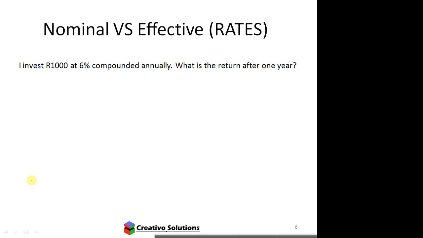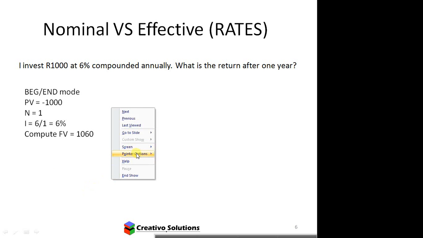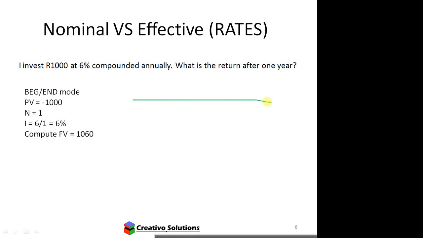Let's have a look at some simple examples. I invest 1,000 at 6% compounded annually. What is the return after 1 year? If I draw a little timeline, where am I starting? Here, at T0. How much did I start with? 1,000.